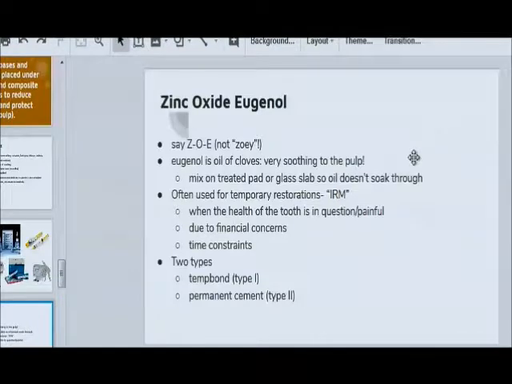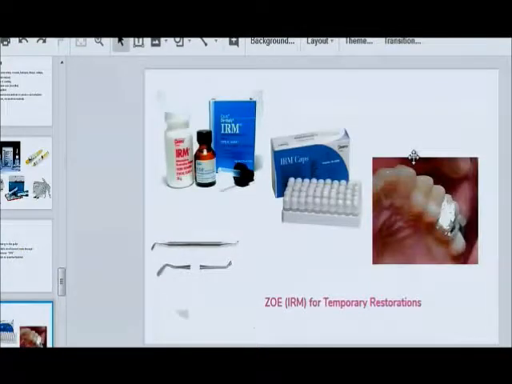So if you have a grandmother or a great-grandmother who may have told you to chew cloves for a toothache, this is why, because it actually does work. And there's the IRM or ZOE.